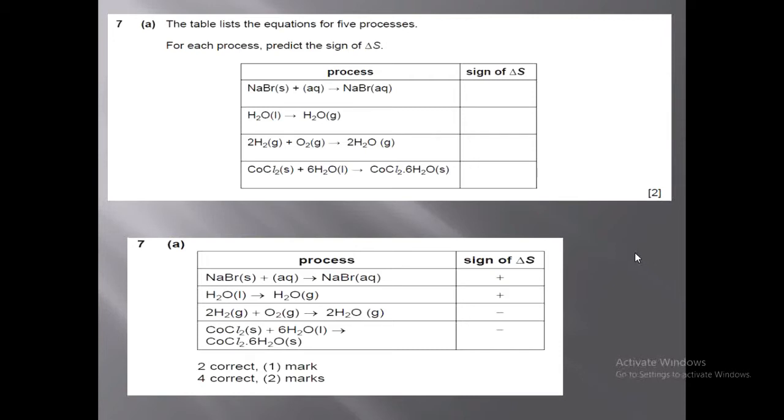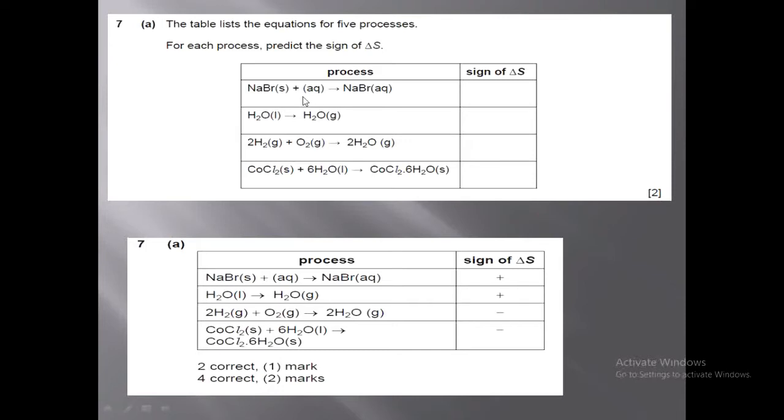Entropy is basically defined as the disorderliness in a system. So we have to see whether delta S is positive or negative. If it is positive, it means that the disorderliness has increased, and if it is negative, the vice versa is to be understood. So in the first reaction, NaBr solid plus water is giving sodium bromide aqueous.